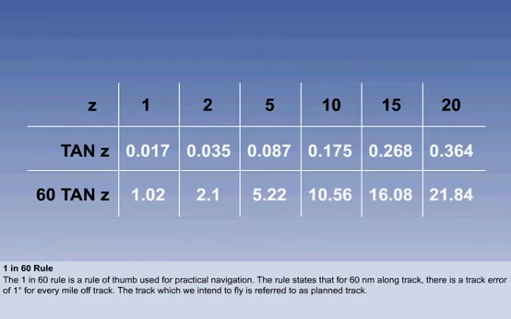For practical purposes, the 1 in 60 rule is only used for examples of up to 20 degrees, as the error then becomes larger. Clearly, as we fly along, we are not concerned with the tangents or mathematics. We just want to develop a simple rule and formula to use in a practical manner.